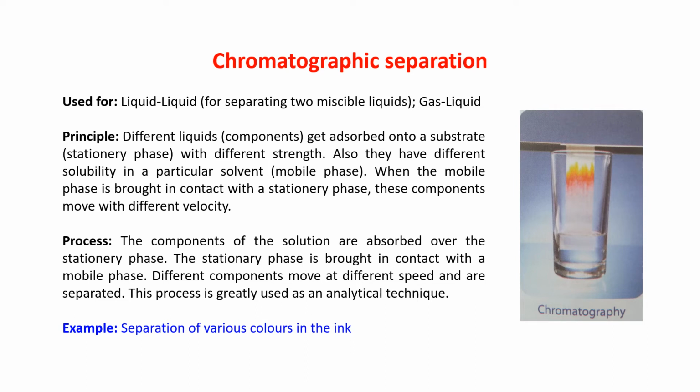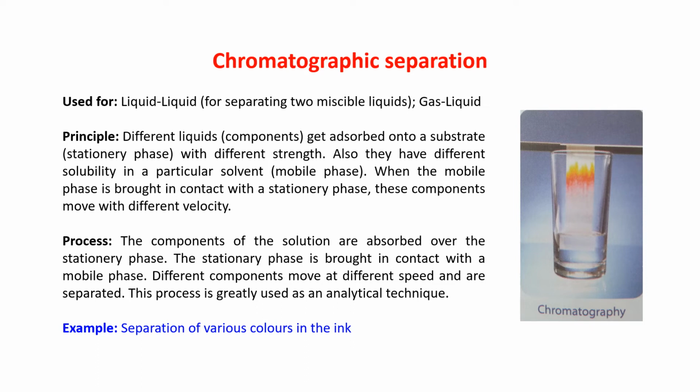Now, chromatographic separation is used to separate liquid-liquid miscible mixture and gas-liquid mixture. The principle behind it is the different liquids, that is the components, get adsorbed into a substrate, that is stationary phase, with different strength. Also, they have different solubility in a particular solvent, which is known as mobile phase. So, two phases are acting here. One is stationary phase, another is mobile phase. What are these things? What is their action? I am explaining it to you.